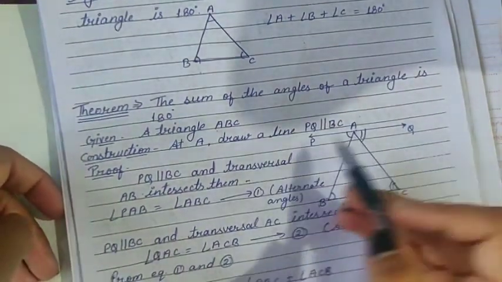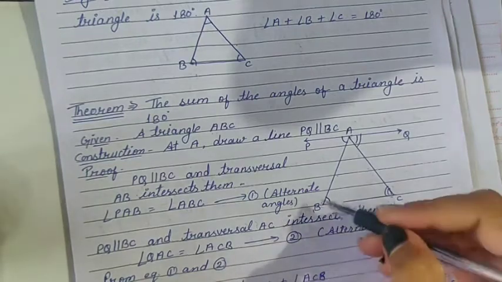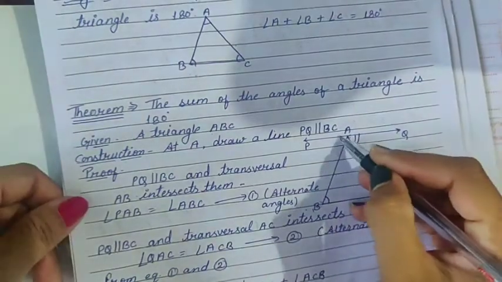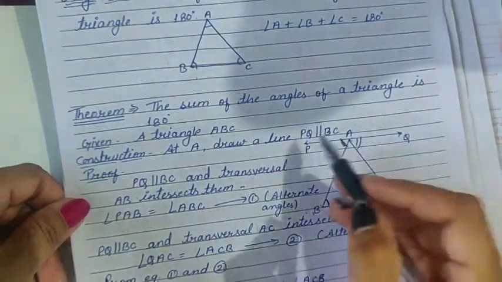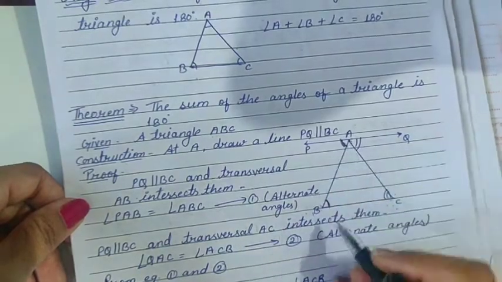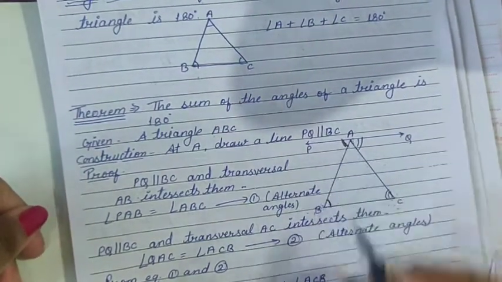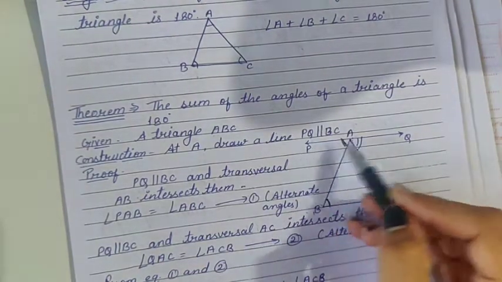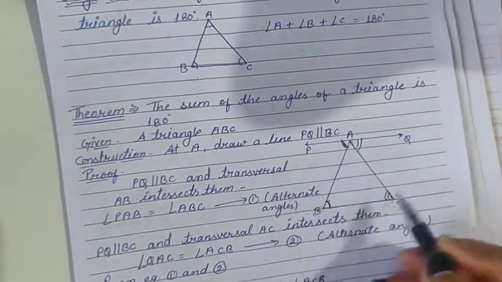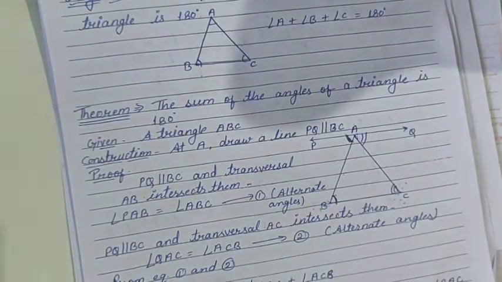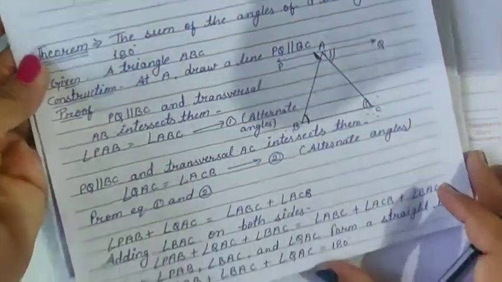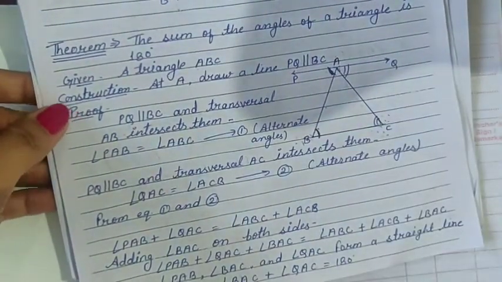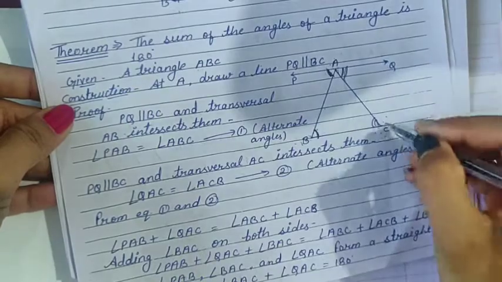Now proof. PQ is parallel to BC and AB is a transversal. When PQ is parallel to BC and AB is a transversal, then angle PAB and angle ABC are alternate interior angles and their measures will be equal. So angle PAB is equal to angle ABC. This is equation number 1. This angle equals this angle, alternate interior angles.